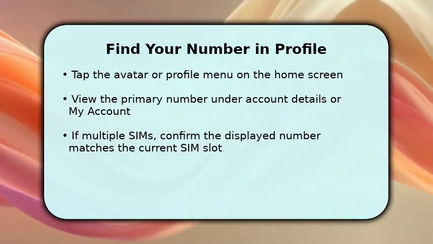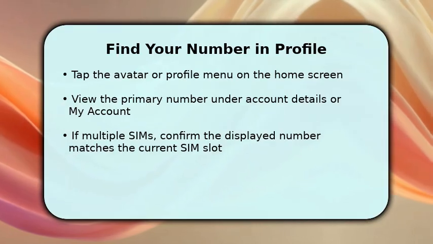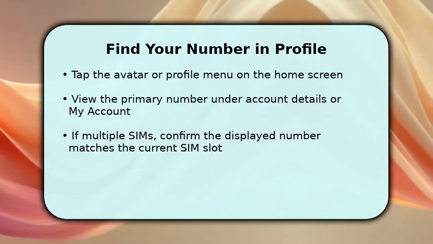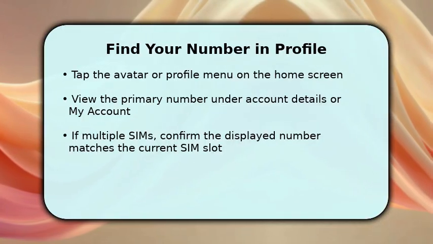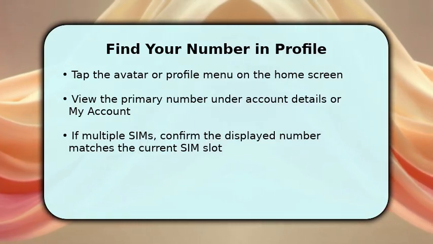If you have more than one SIM, make sure to compare it with the phone's SIM slot to confirm which number is active. If the number isn't visible, refresh the app or sign out and sign in again. The app syncs live with your Geo account to display accurate information.